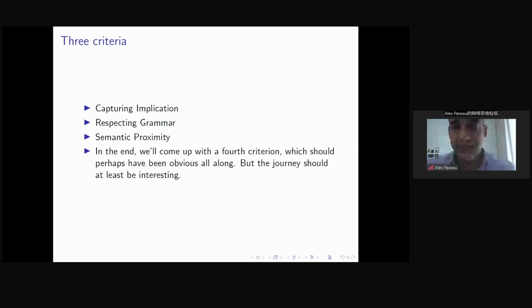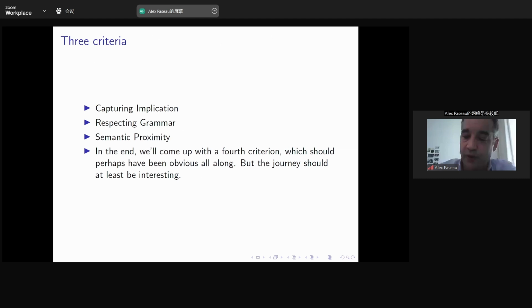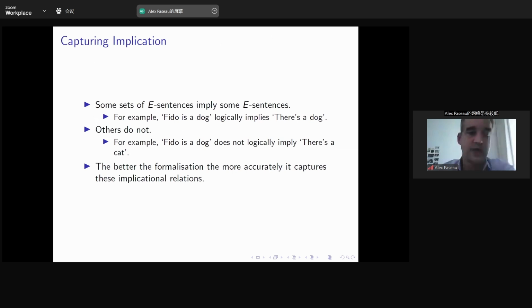The literature, I should stress, really stresses the first criterion, capturing implication. Sometimes when you read some authors, they just talk about capturing implication as if it's the only thing that matters. As long as you capture the network of implications in your formal language of the original fragment of English, or the whole of English, then you've done the job. Okay, that's what logicians aim to do.